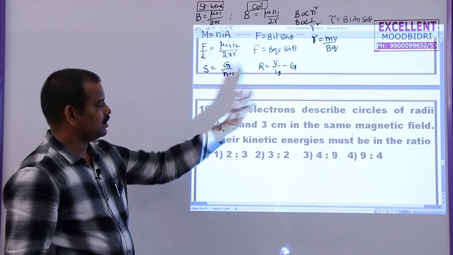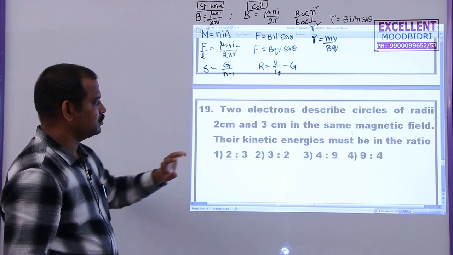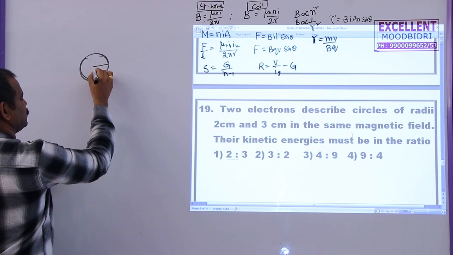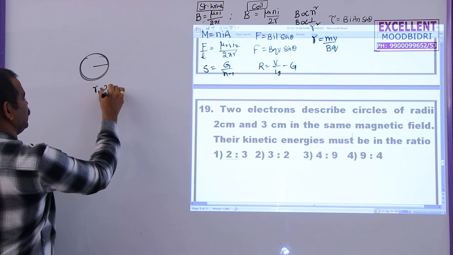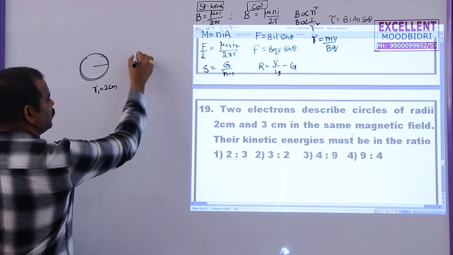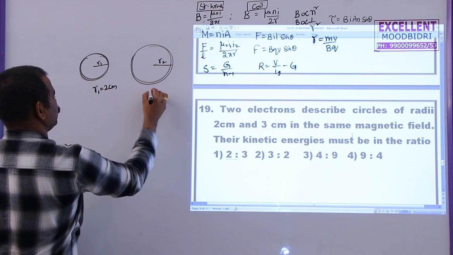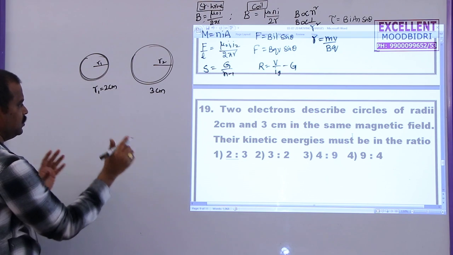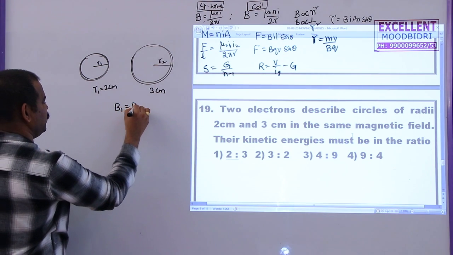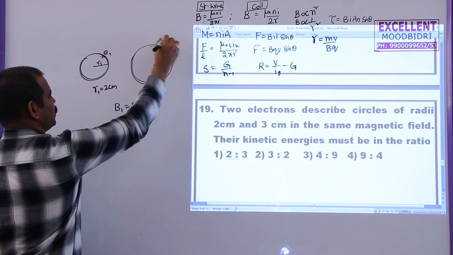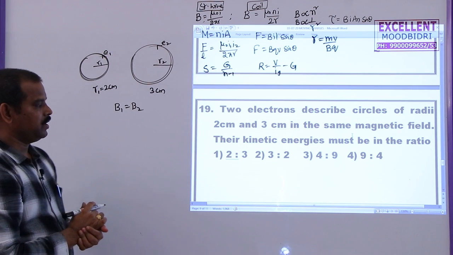Two electrons describe circles of radius 2 and 3 centimeters in the same magnetic field. So this is the first electron which is circling in a circular path of radius 2 centimeter, and this is R1 and this is R2, which is equal to 3 centimeters. In the same magnetic field, that is B1 and B2, that means the magnetic field for these two electrons, E1 and E2, are the same. What is the ratio of the kinetic energies?